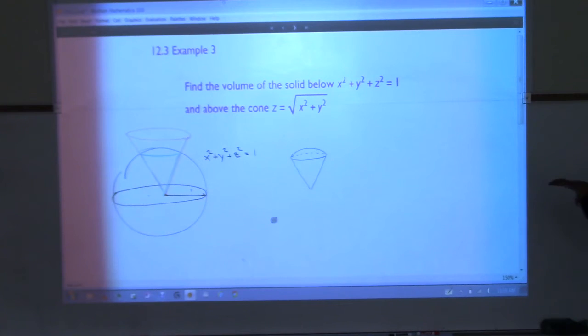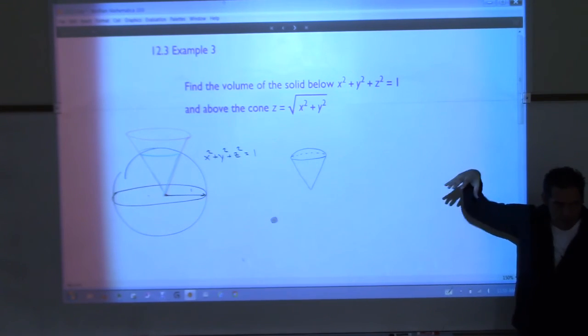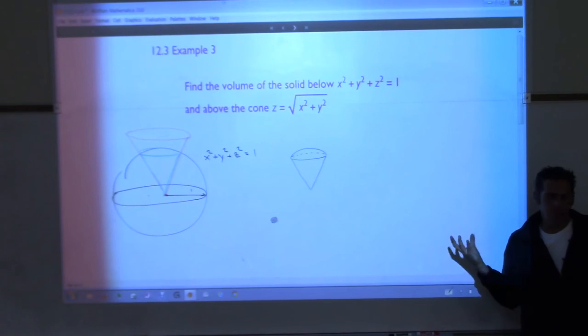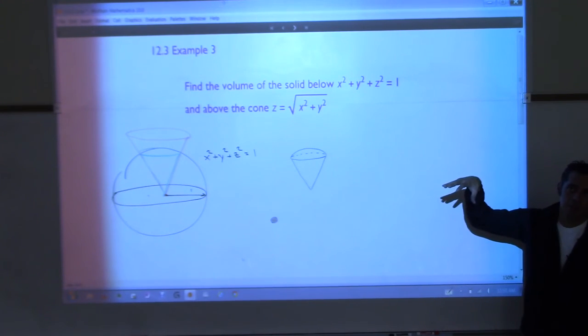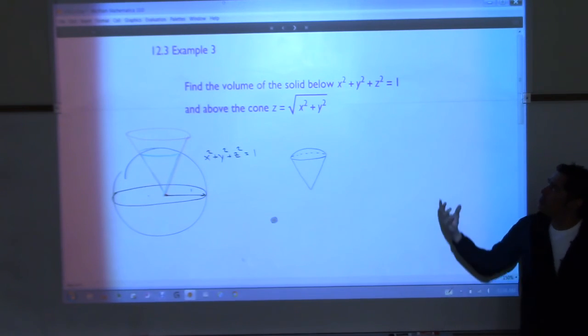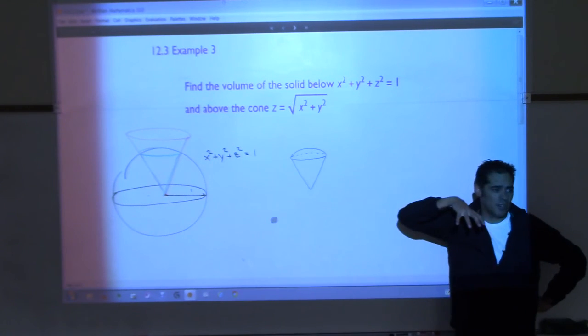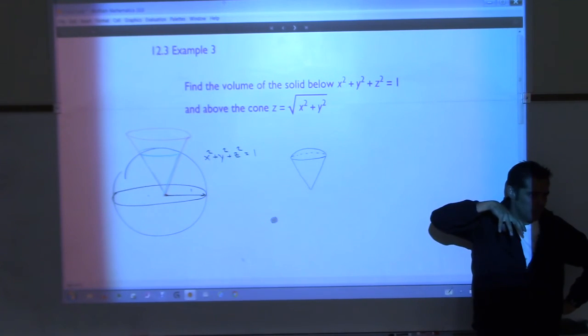Do you have a top surface? Yes. Do you have a bottom surface? Yes. Okay, what's the top surface? The sphere. What's the bottom surface? The cone, right? So can you solve this for z? Yes. That would give you the function for the sphere. Now it would only give you the top half because you have to solve for z. You have to take a square root, don't you?